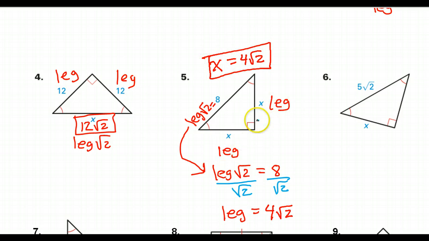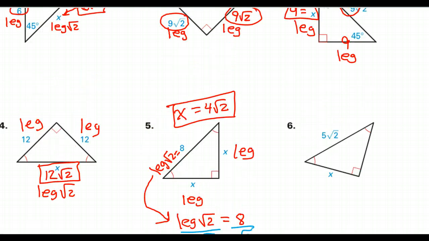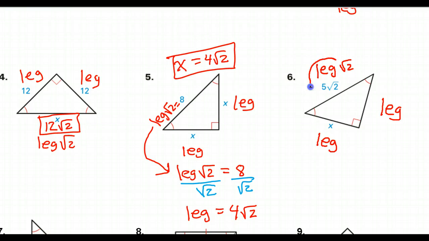Alright, because the x's are the legs. Let's look at number 6. Alright, this is just like number 3. Okay, this is leg, leg, and leg radical 2. Leg radical 2, 5 radical 2. Guess what? The leg must be 5. So that means that x is 5. Okay, and this is 5 also, by the way. 5, 5, 5 radical 2.